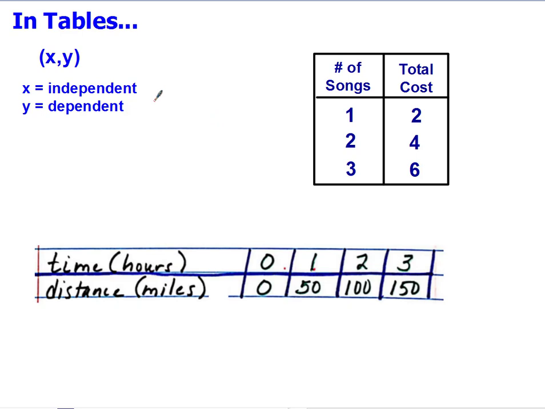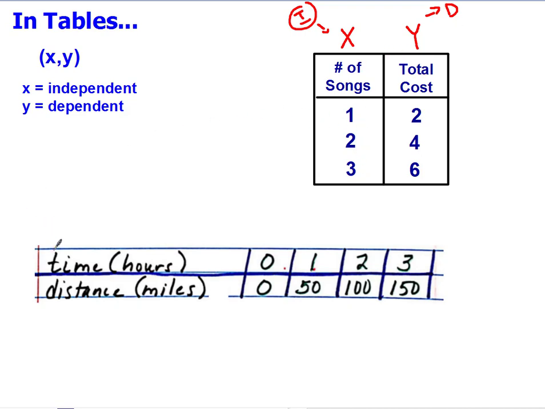And the same goes for this example. If we have tables here, we need to identify the independent and dependent variable. If it's not labeled for us, usually the first column is going to be your x variable and then the second one is going to be your y variable. Remember, x is your independent variable and y is your dependent variable. The cost depends on the number of songs.